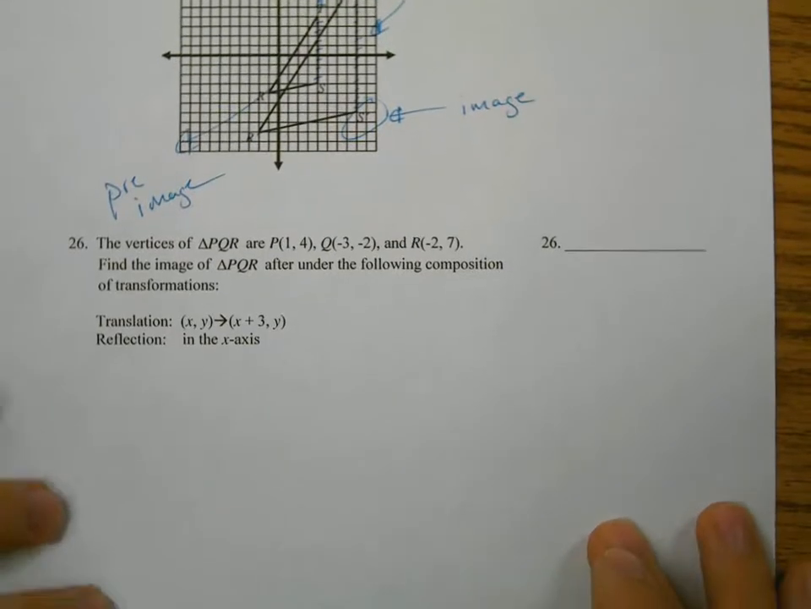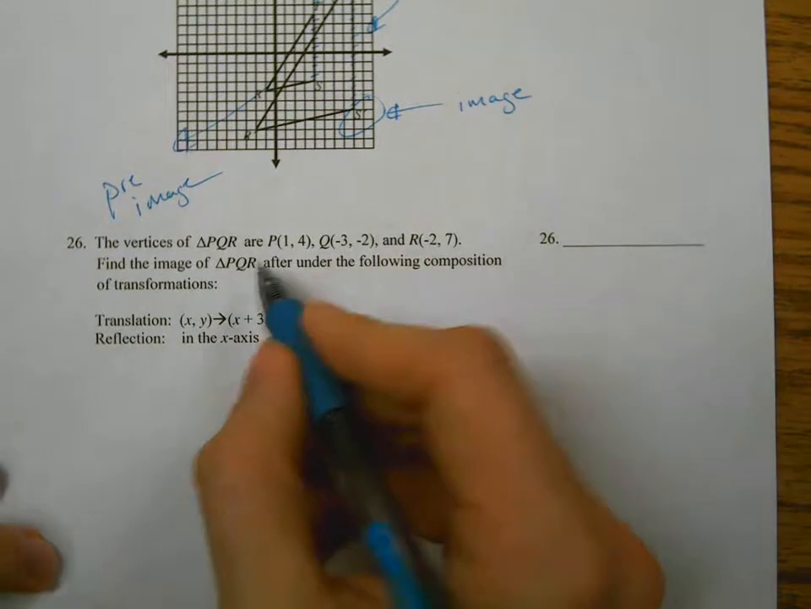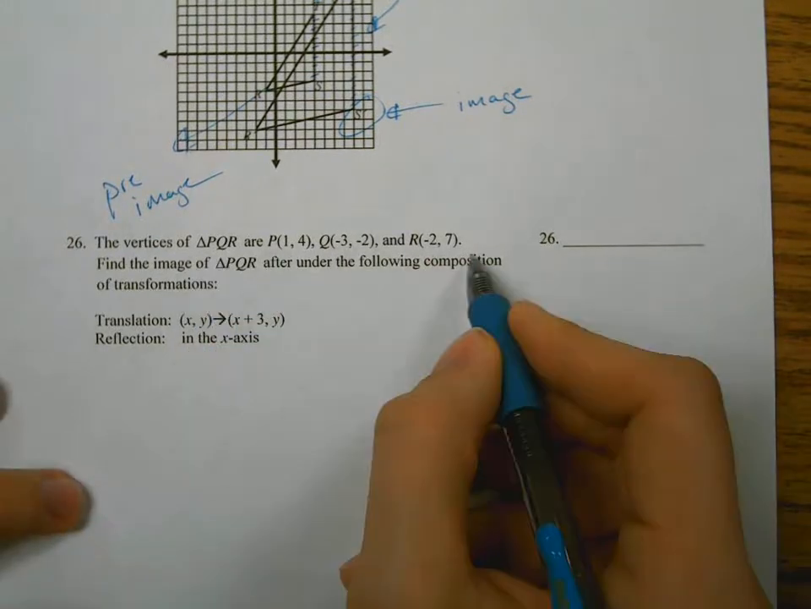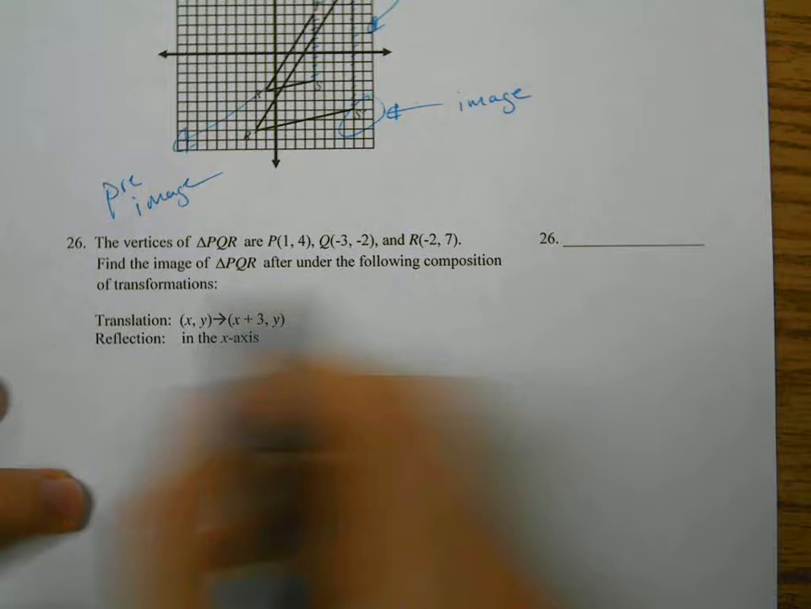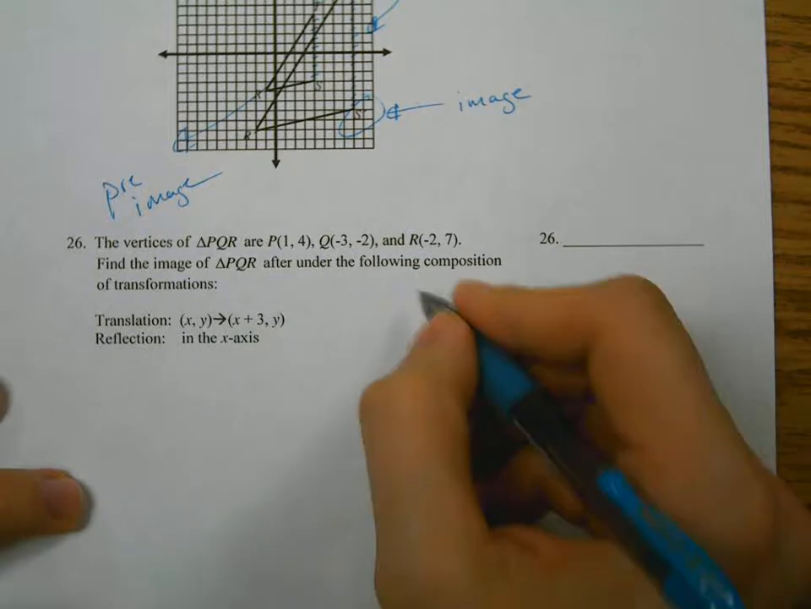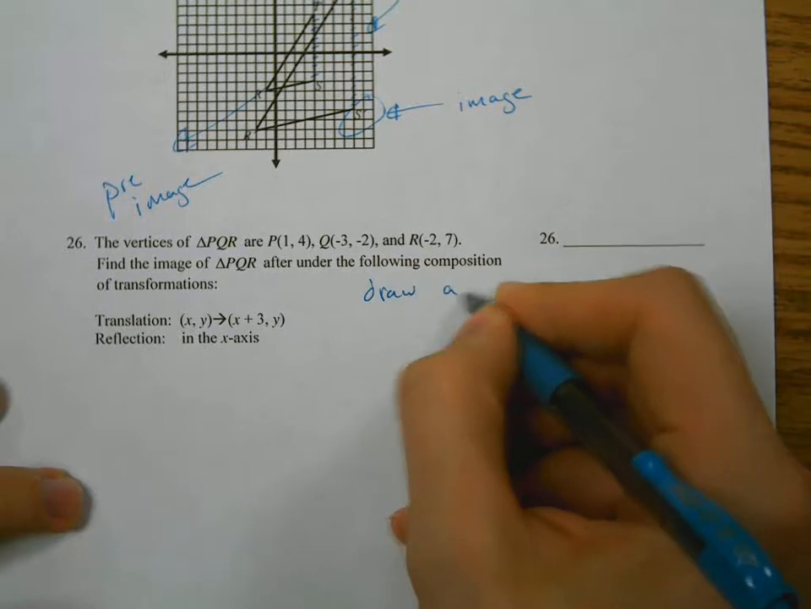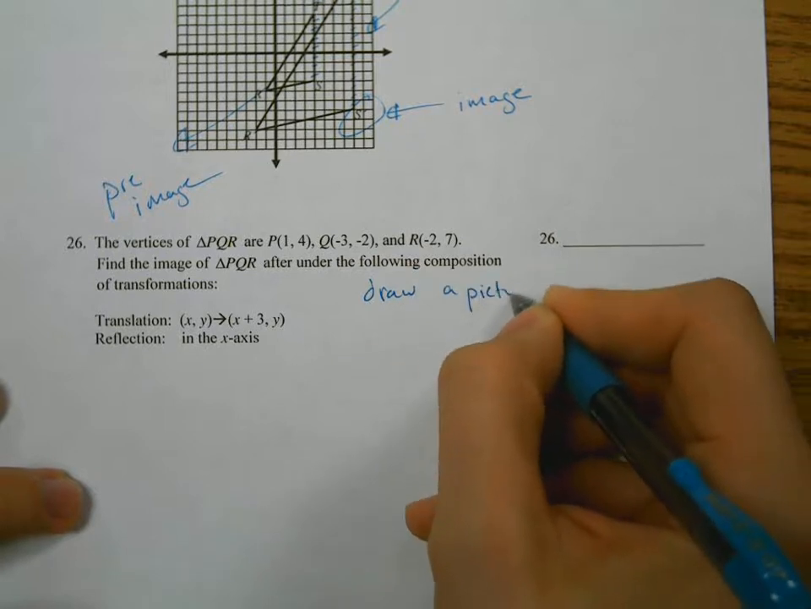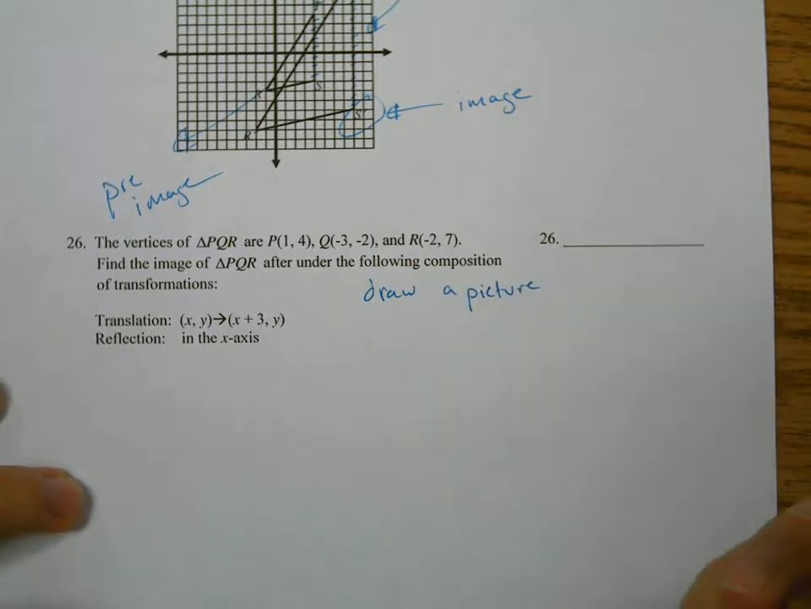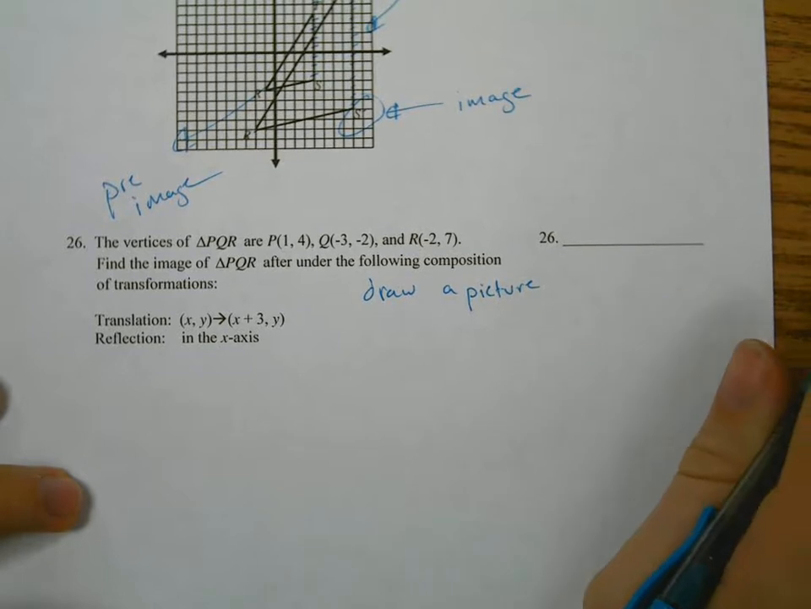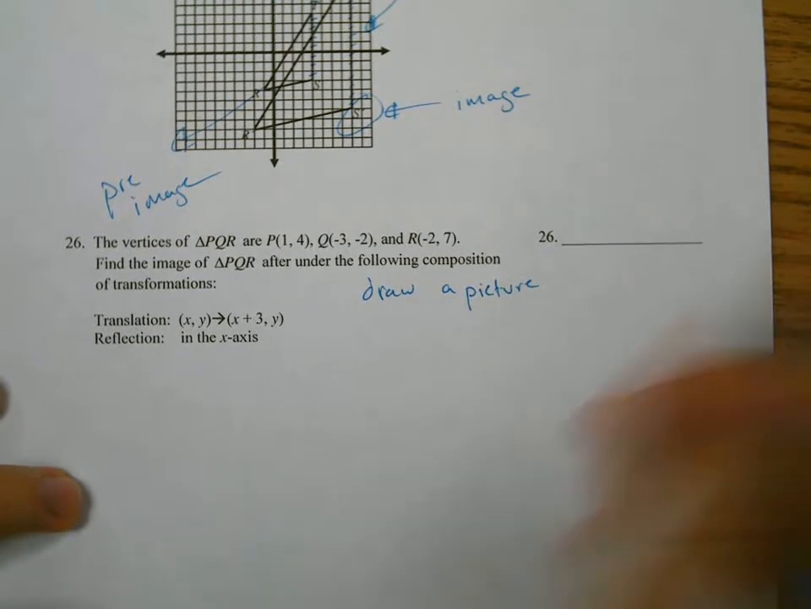26, last one. We've got the vertices are this. Find the image under the following composition of transformation. Now, a lot of you are like, there's no picture, and if you want a picture, draw a picture. Alright, it's not against the rules. You draw a picture if you want one. I'm going to show you how to do it without a picture, and then I'm going to slap a picture on there and prove that it's going to work.